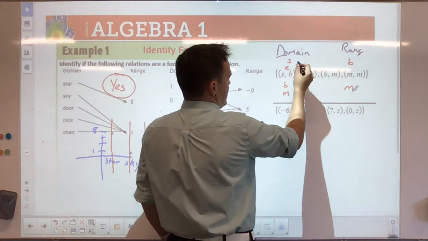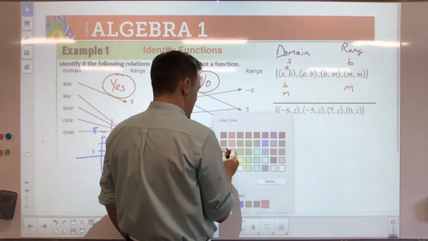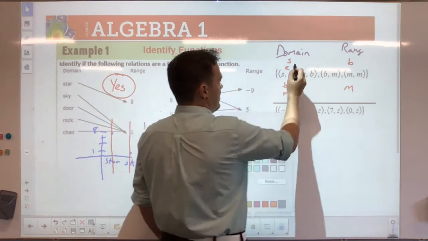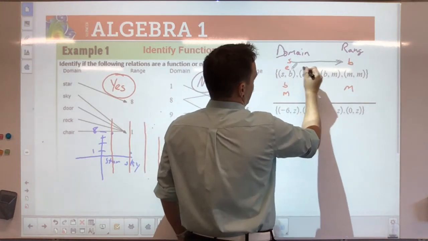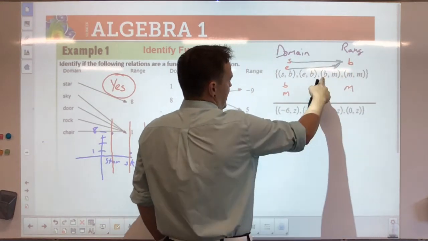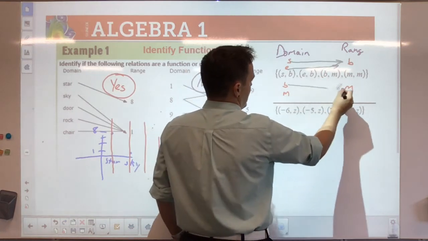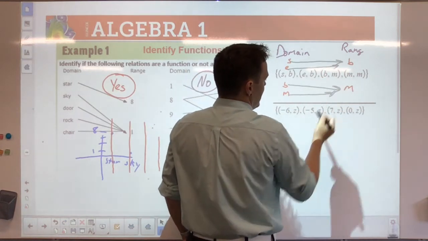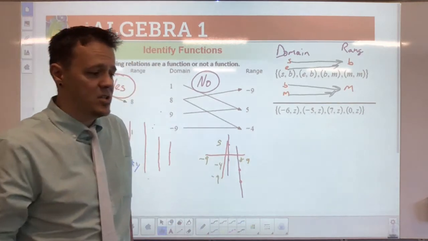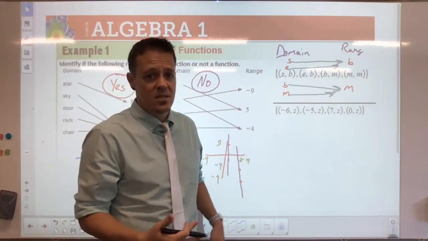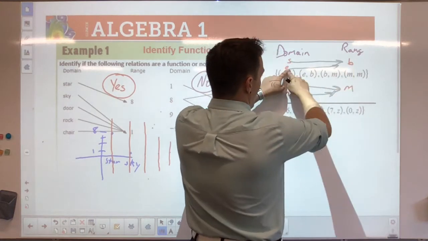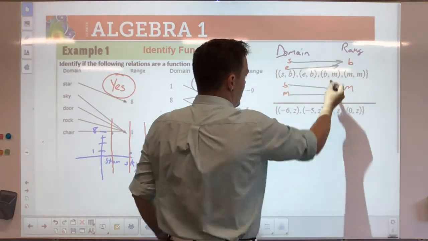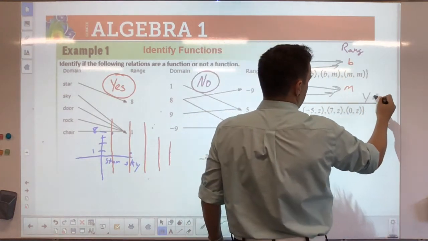So S and B. When we do the plot points like we've done, S goes to B, right? And then E goes to B. E would go to B. And then B goes to M, and M goes to M. Now, is that a function? The answer is what? Yes, right? Because for every one domain, there is one range. One domain, one range. So, ladies and gentlemen, this is a yes.